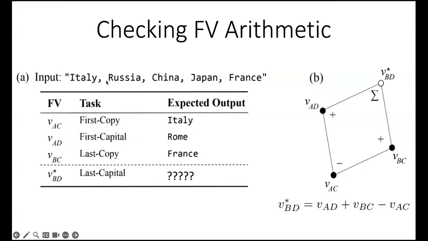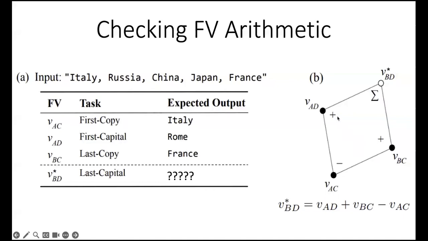I could do other things. I could say, well, why don't you just copy the last country in the list, right? And then the answer for that would be France. And each of these corresponds to some function vector. Okay? So now what if I took these function vectors and added them up in the following way?